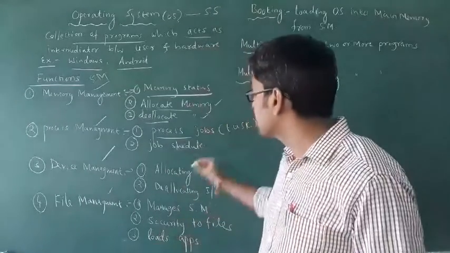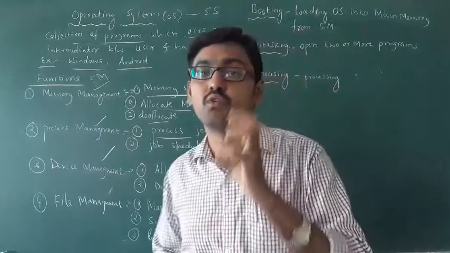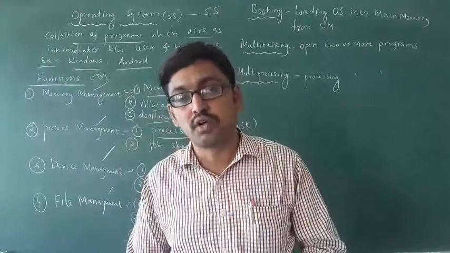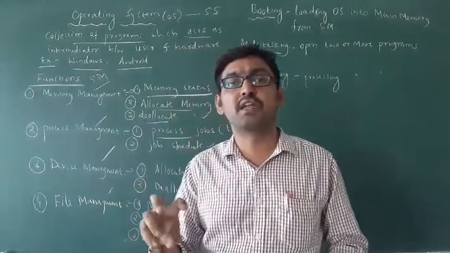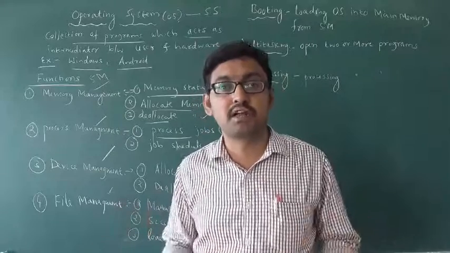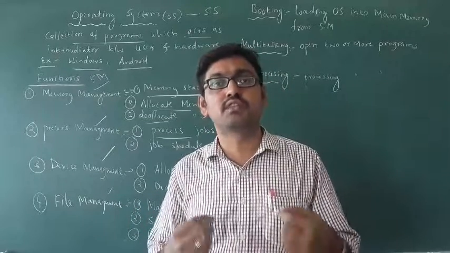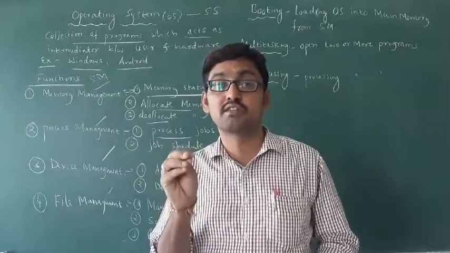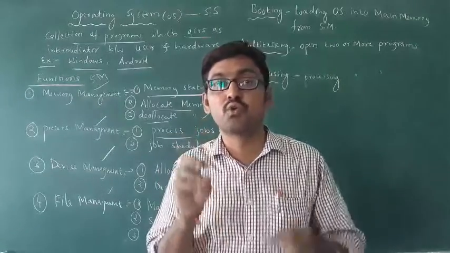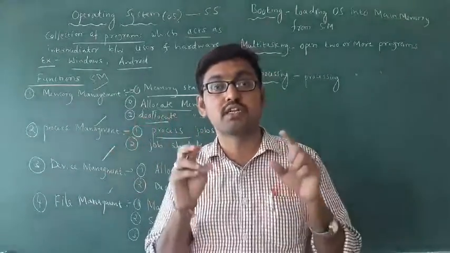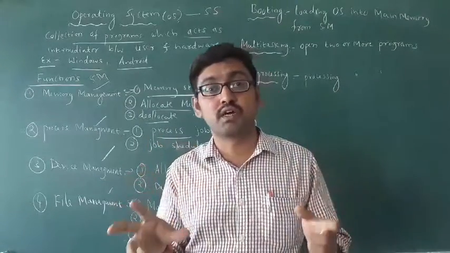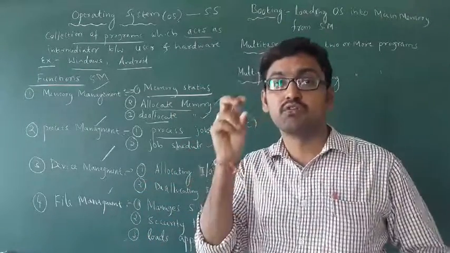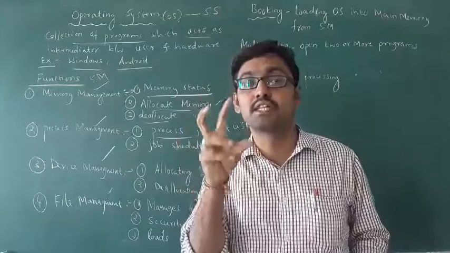Then the next, it provides the job schedule. Job schedule means it provides the time to open. For example, if you click on some file on the computer, for example Paint, it opens within 2 seconds. That's why the operating system gives the time to open that program. It provides the job schedule. Schedule means time. It gives the time to execute, to open that program.